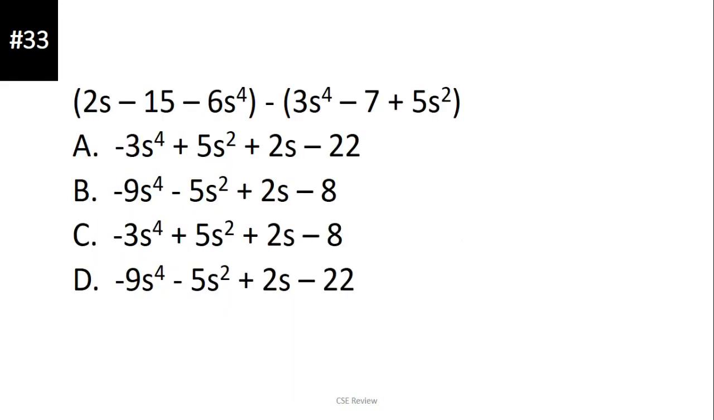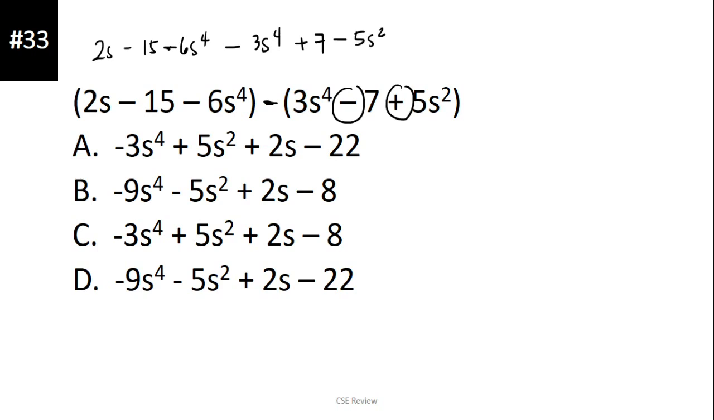Okay? Number 33. This is subtraction. The key with subtraction here is make sure that kung merong minus, tapos merong parenthesis, ilalabas natin siya lahat. So, we have 2s minus 15 minus 6s to the fourth. Walang magbabago sa sign nila. Pero ito, lahat yan magpapalit ng sign. It's going to be minus 3s to the fourth. Dahil minus siya, magiging plus siya, plus 7. At dahil plus siya, magiging minus siya, minus 5s squared.